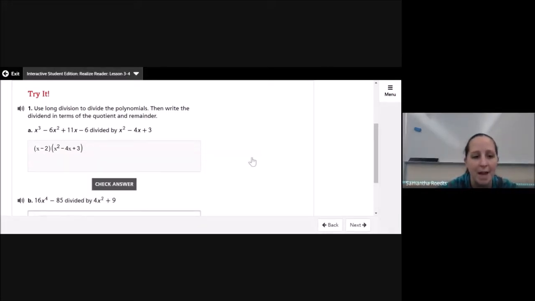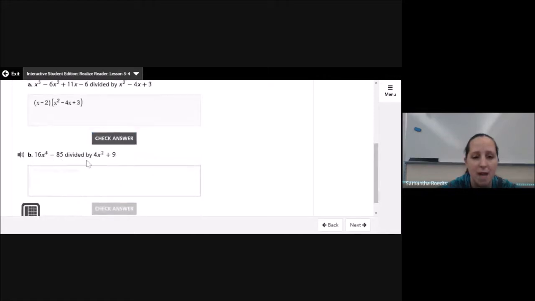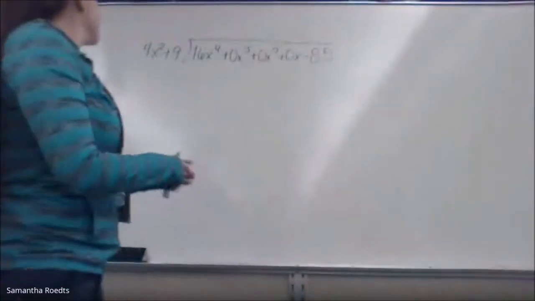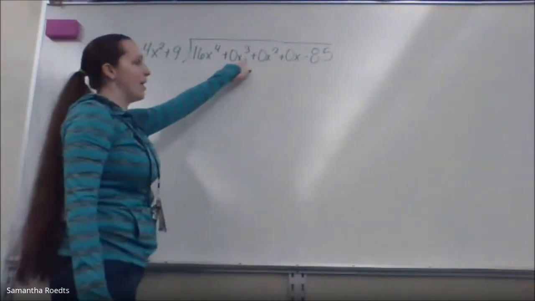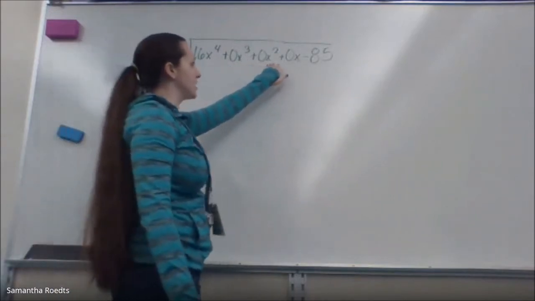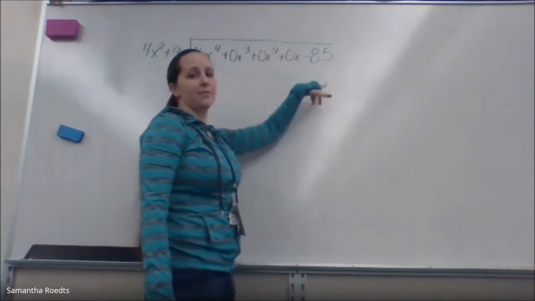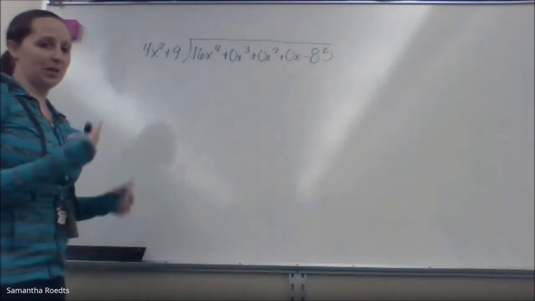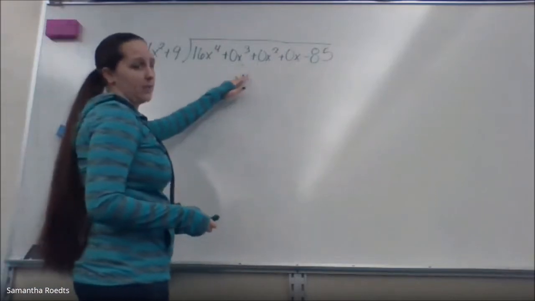Okay. For letter B, I have 16x to the 4th minus 85 divided by 4x squared plus 9. So if I look at this, x to the 4th, there's no x cubed, no x squared, no x. So I actually need to add those terms in when I go ahead and divide this. So when I do that, I get 16x to the 4th plus 0x cubed plus 0x squared plus 0x minus the 85. Okay, so nothing really actually changed. When I put those zeros in, it doesn't actually affect the dividend, okay, or the divisor.